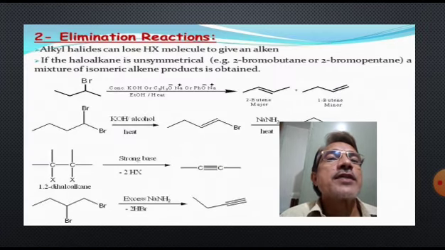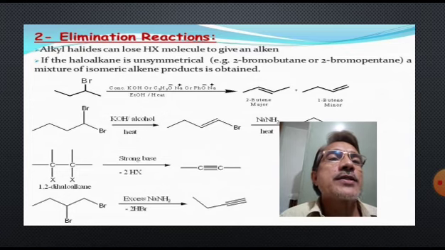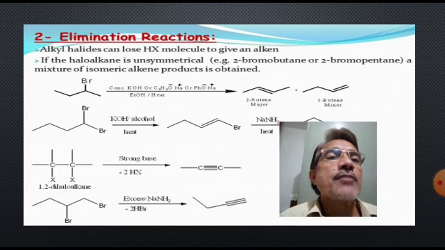Elimination reactions. Alkyl halides can lose an HX molecule to give an alkene. In all elimination reactions, alkyl halides give alkenes. We call these reactions dehydrohalogenation. If the haloalkane is unsymmetrical, for example 2-bromobutane or 2-bromopentane, a mixture of isomeric alkene products is obtained.